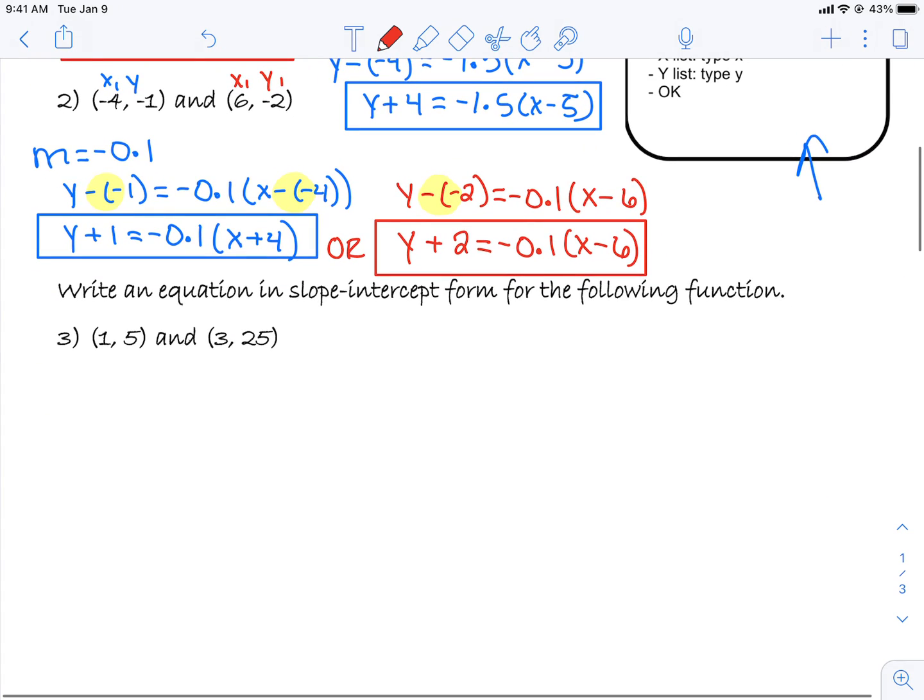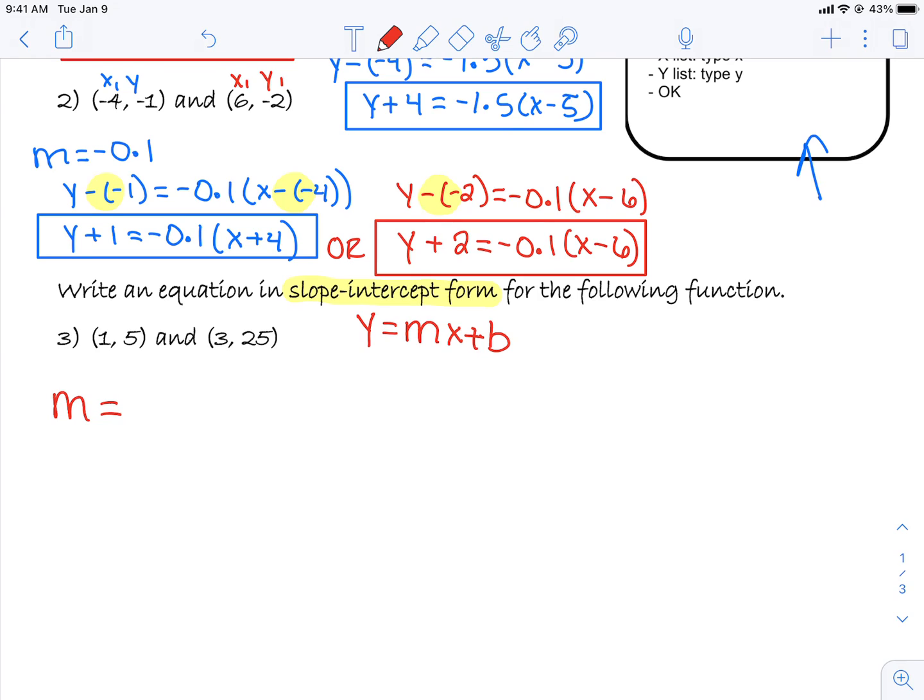Now, looking at number 3, it says write an equation in slope-intercept form for the following function. Remember, that is y equals mx plus b. So you have to be cautious of which form they're wanting the equation written in. So I have 2 points. I need to find the slope and I need to find the y-intercept, and our calculator does both of those. Remember, our slope is m, our y-intercept is b.